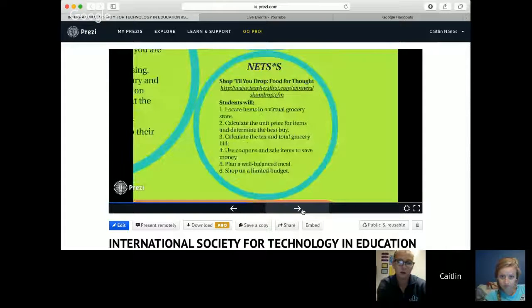For my second example, this is for the first standard for students. It's the lesson called Shop Till You Drop, Food for Thought. In this lesson, students will locate different items in a virtual grocery store, and they will calculate the unit price for items and determine the best buy. They have to calculate the tax, and they can use coupons. All while doing this, they have to shop on a limited budget. This helps them use different models and stimulate themselves to explore different complex systems and issues.